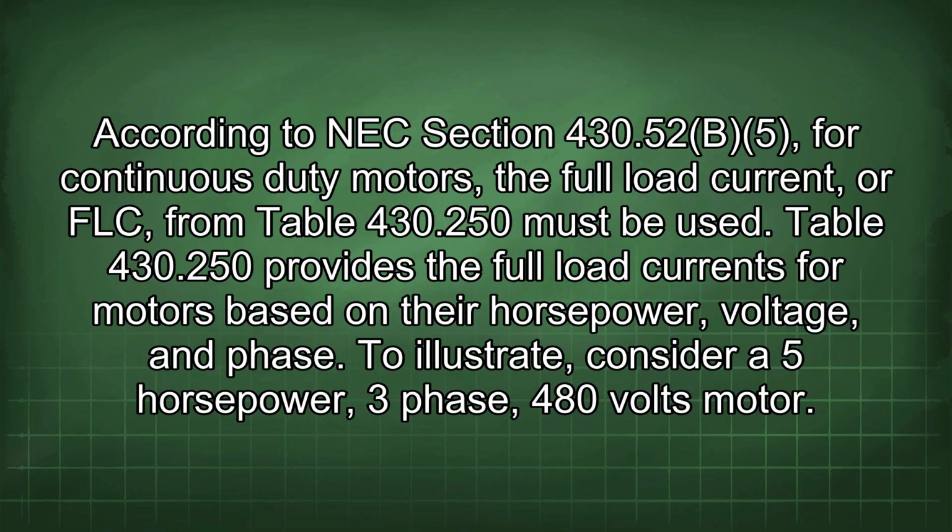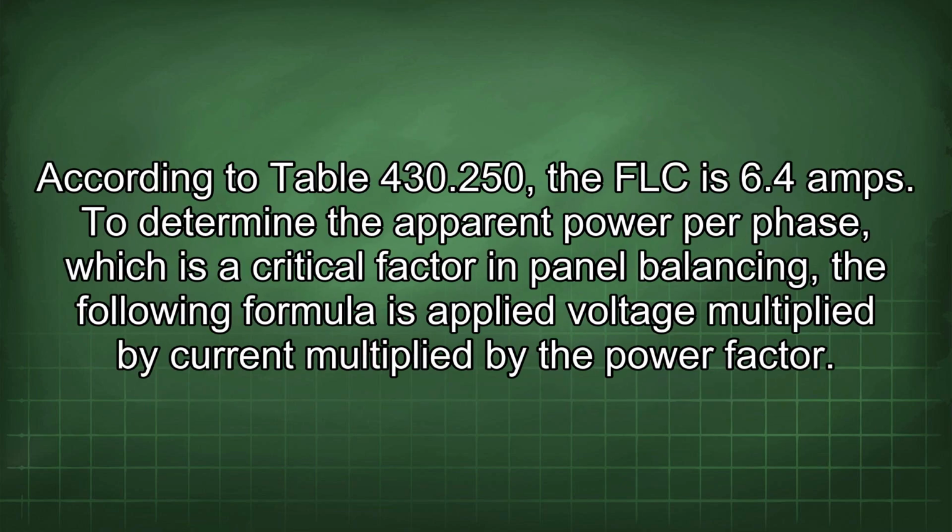430.52(b)(5) for continuous duty motors, the full load current, or FLC, from table 430.250 must be used. Table 430.250 provides the full load currents for motors based on their horsepower, voltage, and phase. To illustrate, consider a 5 horsepower, 3-phase, 480 volts motor. According to table 430.250, the FLC is 6.4 amps.